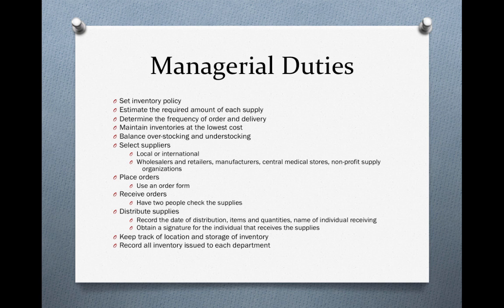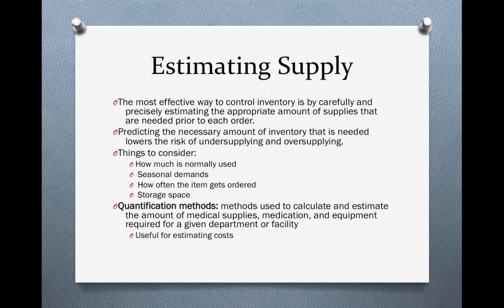Even after distribution, they have some responsibilities consisting of keeping track of the location and storage of inventory and recording all inventory issued to each department. The most effective way to control inventory is by carefully and precisely estimating the appropriate amount of supplies that are needed prior to each order. Predicting the necessary amount of inventory lowers the risk of undersupplying and oversupplying.